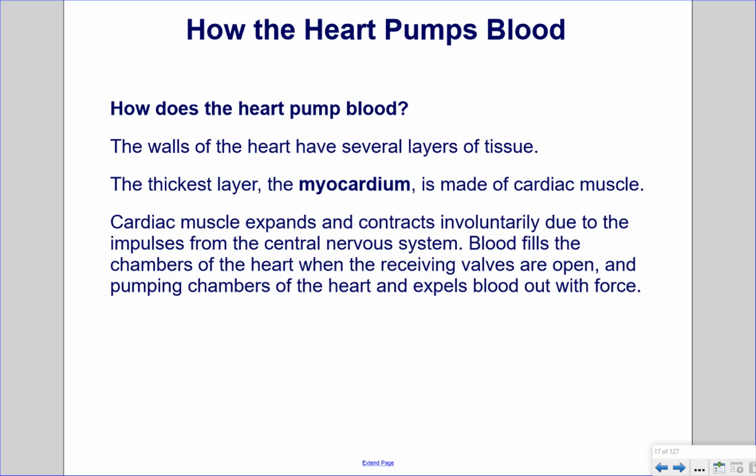How the heart pumps blood. How does the heart pump blood? The walls of the heart have several layers of tissue. The thickest layer, the myocardium, is made of cardiac muscle. Cardiac muscle expands and contracts involuntarily due to the impulses from the central nervous system. Blood fills the chambers of the heart when the receiving valves are open, and the pumping chambers of the heart expel blood out with force.